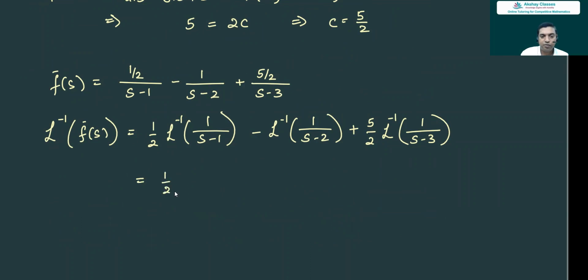So this is 1 by 2 times e power t, right? E power at. And this is minus of e power 2t plus 5 by 2 times e power 3t. So this is your result.